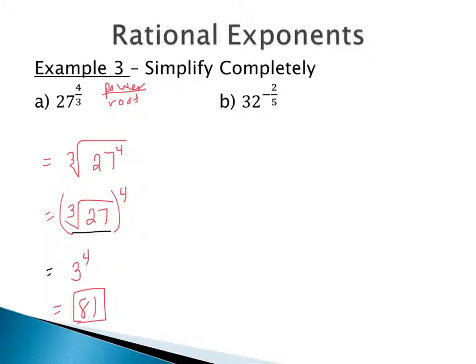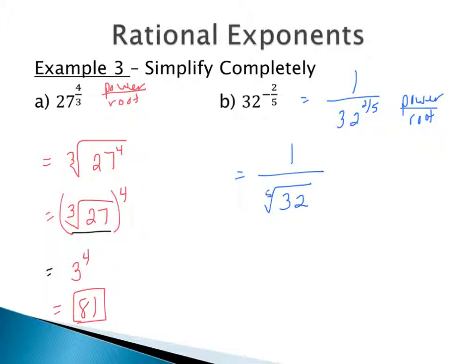Same idea with our 32 to the negative 2/5. With that negative 2/5, we do want to rewrite this first as 1 over 32 to the positive 2/5. Which then means we have 1 over some sort of root. The 32 would be inside. That 2/5 means that you're going to have your power over your root. So our root is 5, our denominator, and we're going to be raising it to the 2nd power. So we have 1 over the 5th root of 32 raised to the 2nd power.